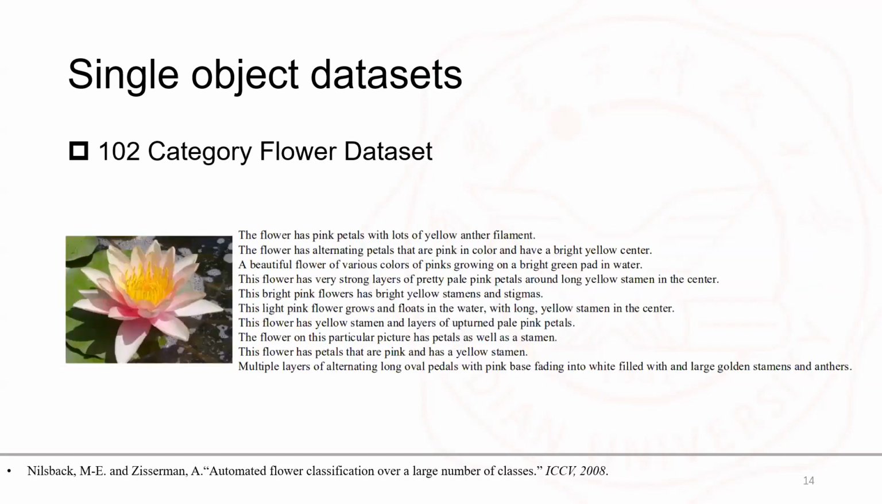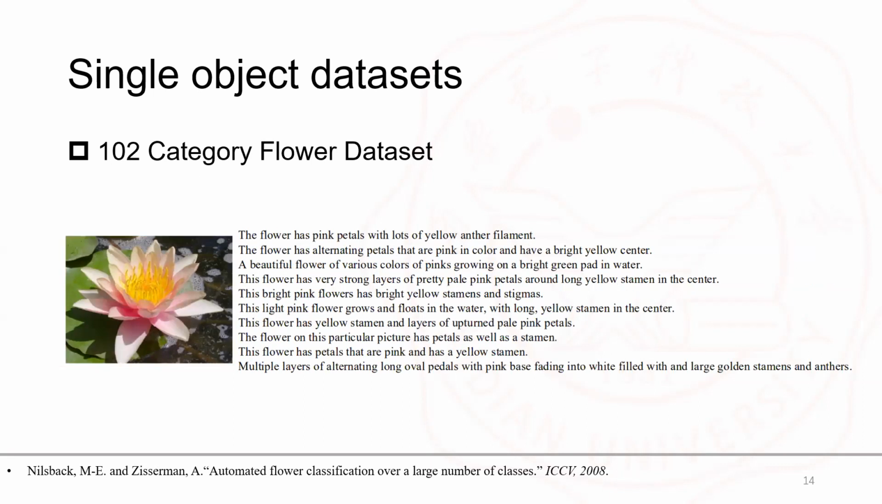Oxford contains 8,189 images of flowers from 102 different categories. This description is also a fine-grained description. We can see stigma or other color and some description about the flower.